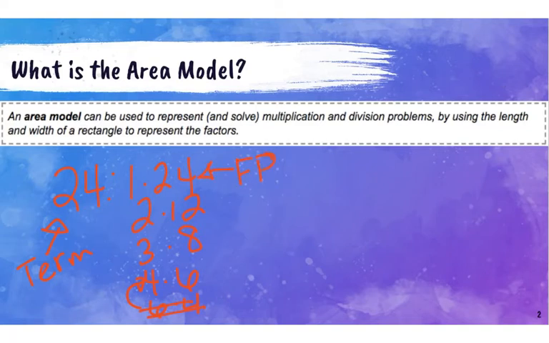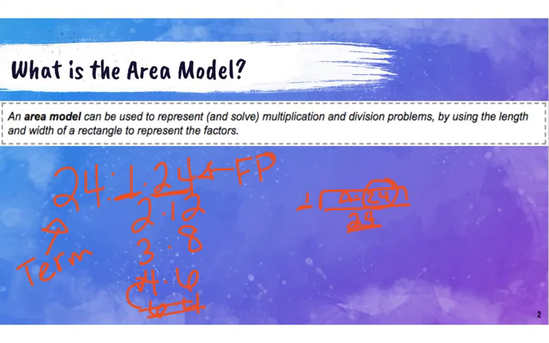So if I wanted to use an area model for this, I could say, all right, I've got 1 and 24, so I could make a length of 1, and 24 is a lot longer than 1. So I've got a width of 1, a length of 24, and that would give me an area of 24. So again, these two are the factors, and the area would be inside.